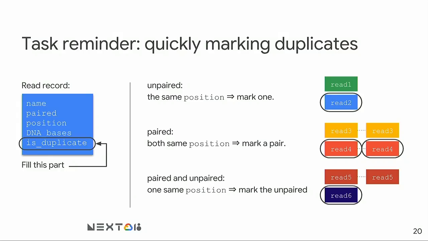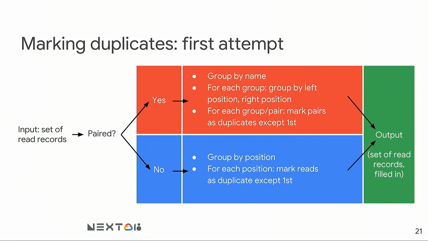So that's our quick introduction to Apache Beam. And hopefully I made you want to see more and learn more. And now we'll go through this example of marking the duplicates using Apache Beam so you can see what it looks like in action. So just a quick reminder, right? We have this set of read records, and we want to update the isDuplicate fields. And the rule is that if they're unpaired and in the same position, we mark them as duplicate. If they're paired and both at the same position, and if they're a mix, then if any of the position matches, we mark it as duplicate. That's the rules. Let's go.